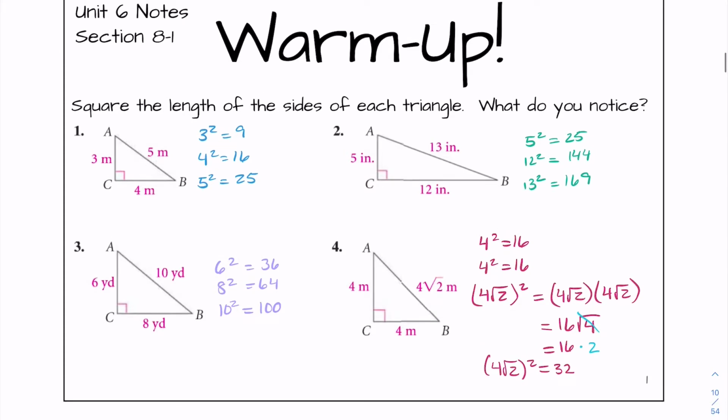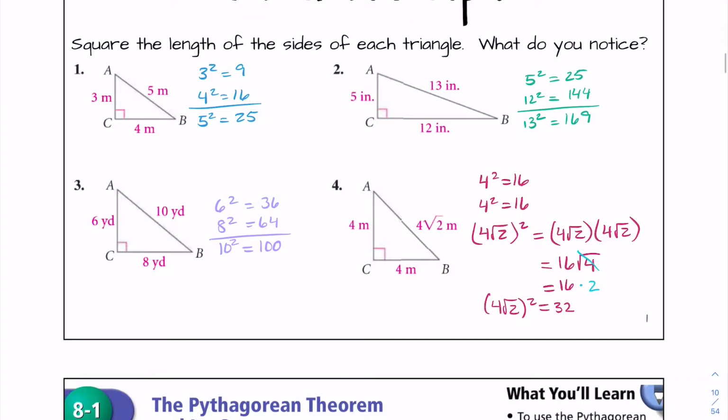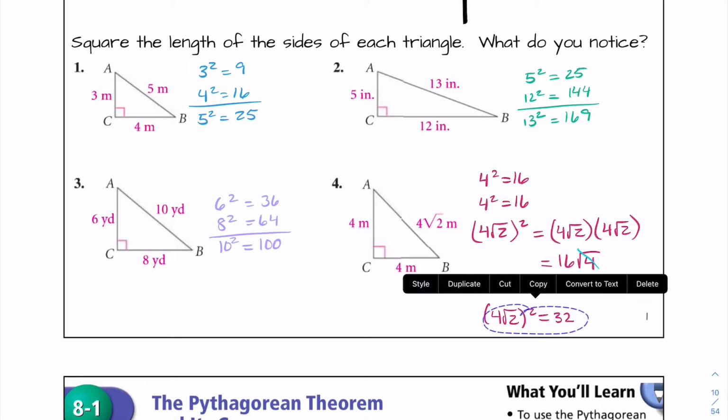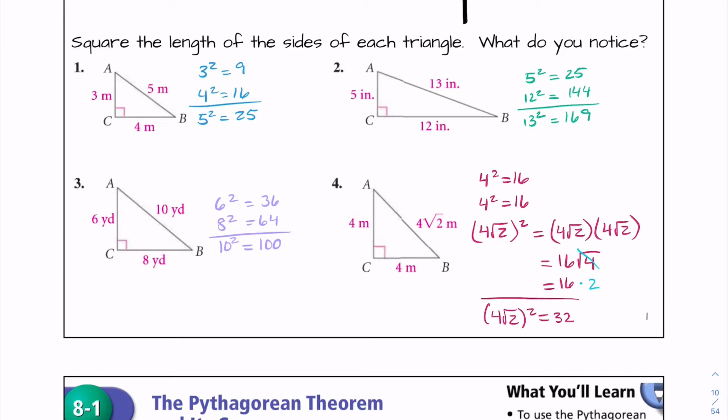Well, maybe you might have noticed that 9 plus 16 is 25. That 36 plus 64 is 100. That 144 and 25 is 169. And that 16 and 16 is 32. So added together, the squares of two sides equal the square of the third side.